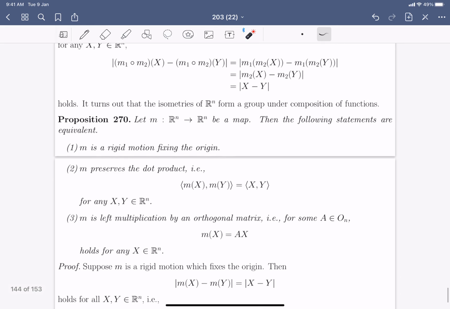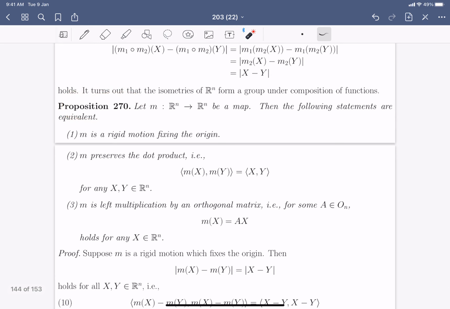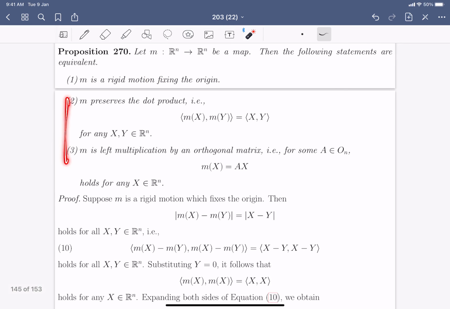Great. So in this proposition, we will try to have certain equivalent formulations of the notion of rigid motions, that is, the notion of distance preserving maps. More precisely, we will focus on the distance preserving maps that fix the origin. So if we start with a map M, we'll have a bunch of equivalent formulations for the notion of a rigid motion that fixes the origin. Let me go through these conditions first. This proposition says that the following statements are equivalent. The first one is that M is a rigid motion fixing the origin.